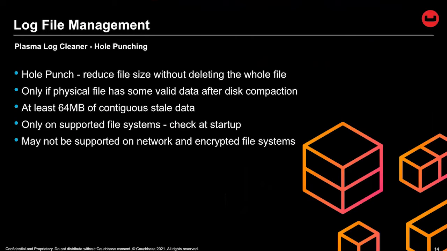Plasma will perform hole punching only if the underlying file system for the index data supports it. This is checked at indexer startup, and generally network and encrypted file systems do not support hole punching. In such a case, Plasma will just wait till a whole file contains only stale data and delete it.